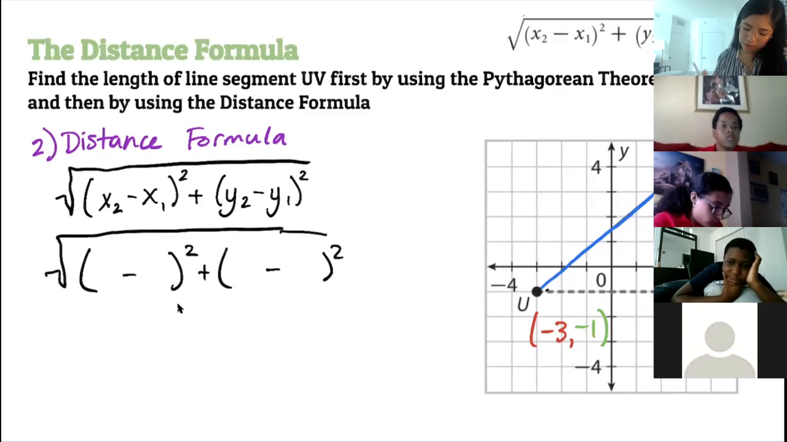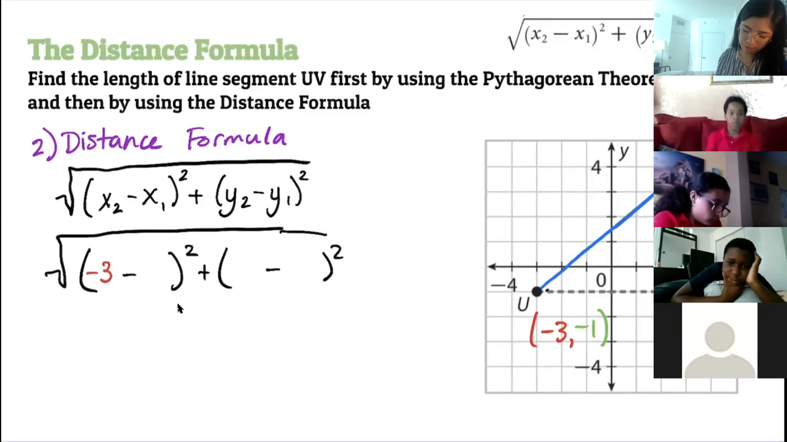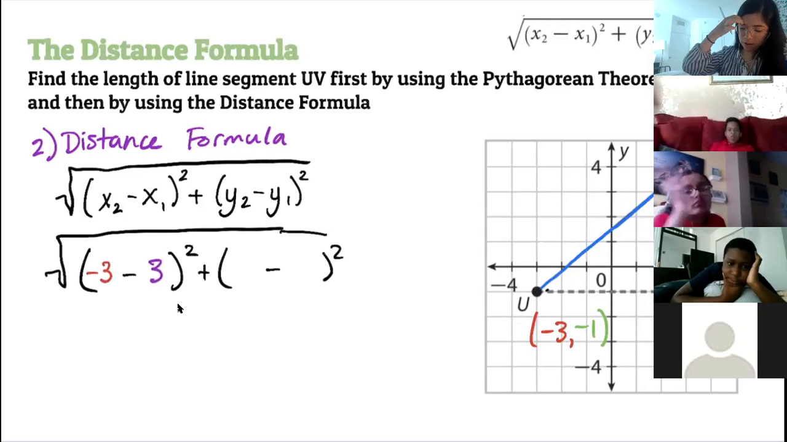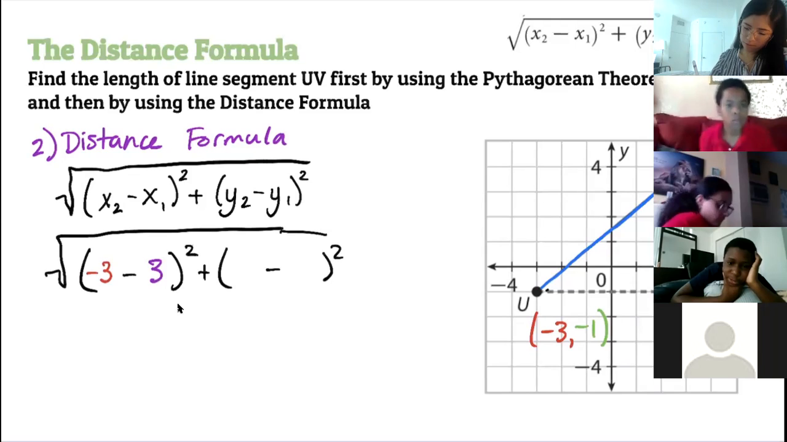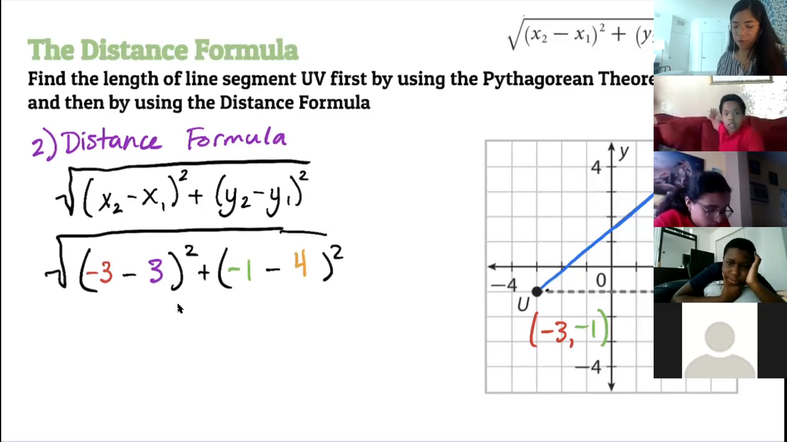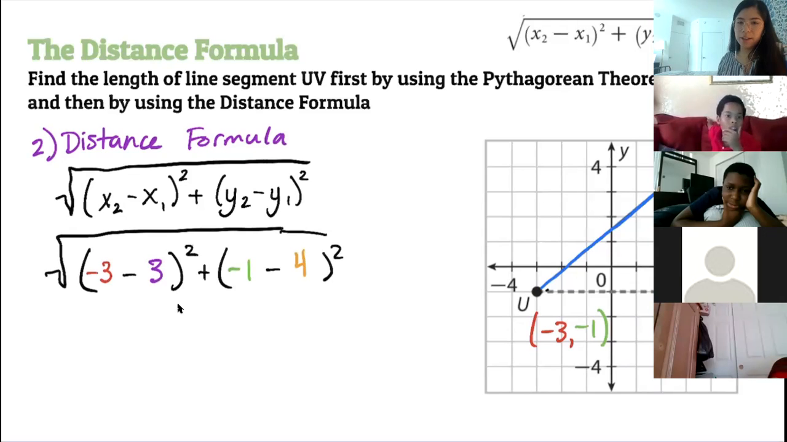Exactly. So I have -3 minus 3. Then, and now, -1 minus 4. Good. Does it matter if you do it the opposite way? So could I do 3 minus -3 and then 4 minus -1? In other words, can I flip these if I wanted to?